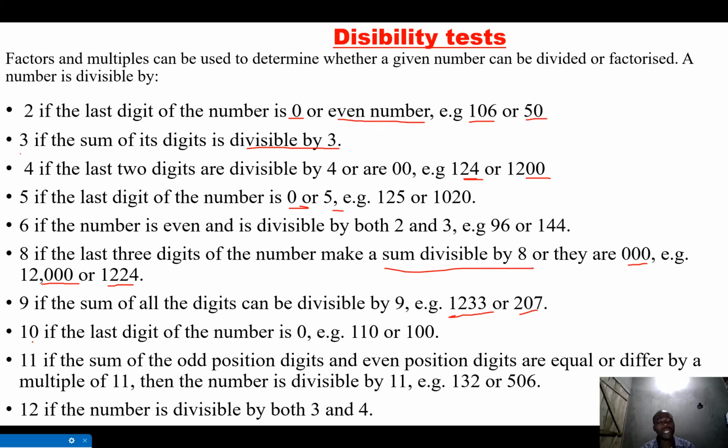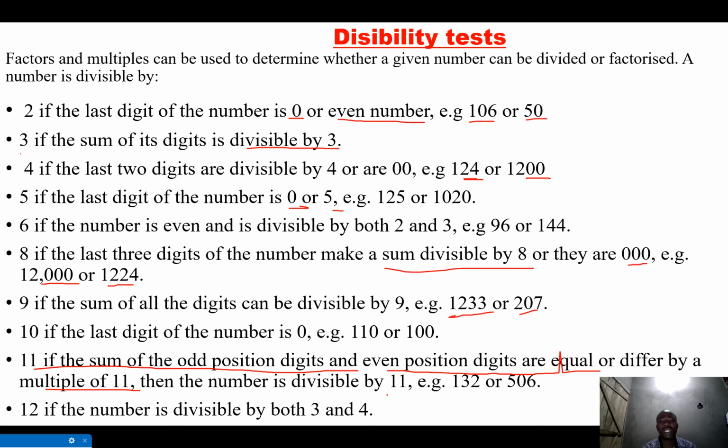Then for 10, a number is divisible by 10 if the last digit of the number is 0. That's the only case we have. If a number ends in 0, then it is divisible by 10. Otherwise, it is not. Then for 11, a number is divisible by 11 if the sum of the odd position digits and the sum of the even position digits are equal or differ by a multiple of 11.